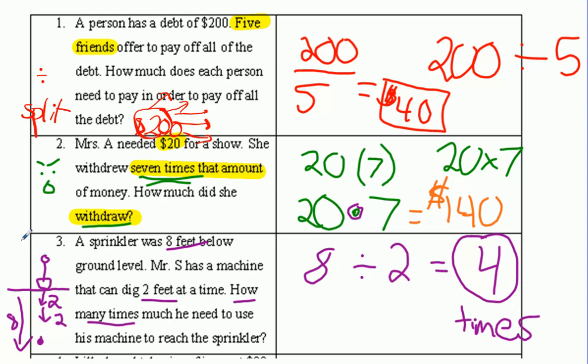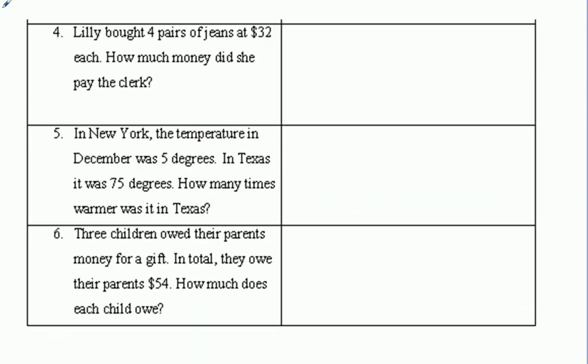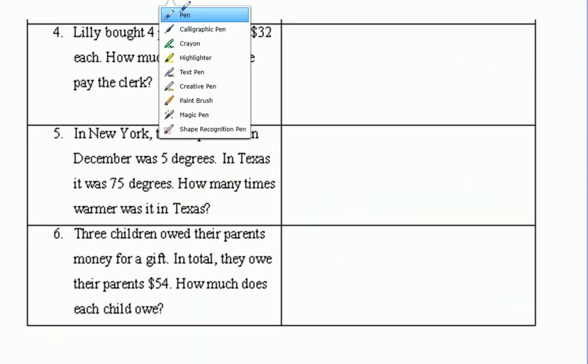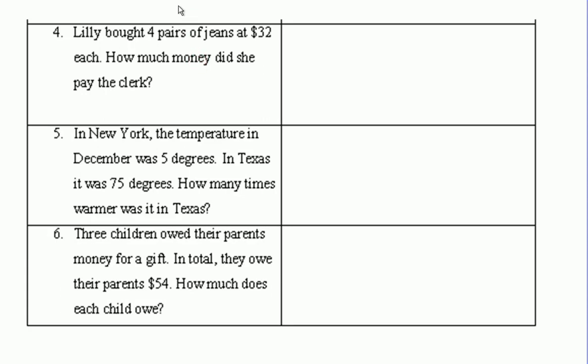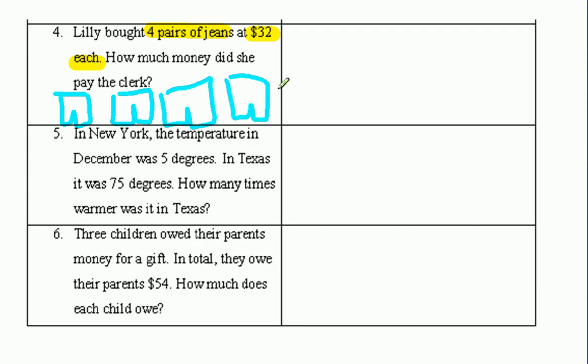Pause if you need to. Number 4, Lily bought 4 pairs of jeans at $32 each. Awesome. 4 pairs of jeans, $32 each. And I'm thinking about jeans. Here's my 1 pair of jeans. Here's my 2 pairs of jeans. Here's my 3 pairs of jeans. These are getting bigger and bigger. Here's my 4 pairs of jeans.